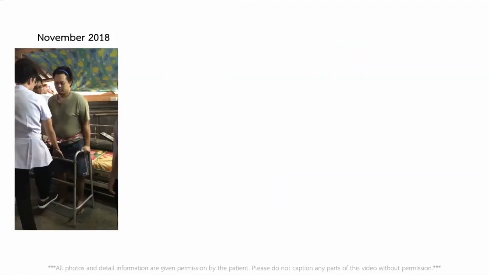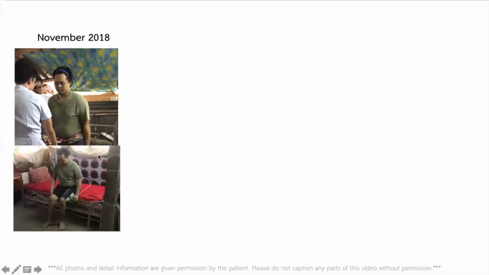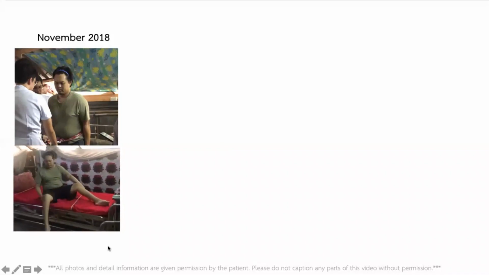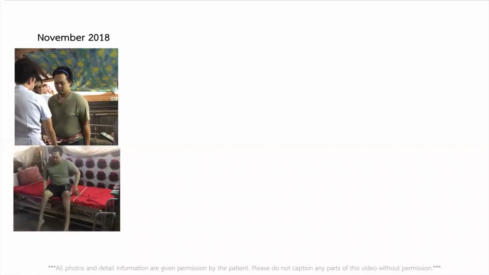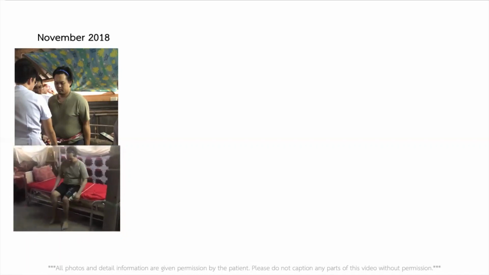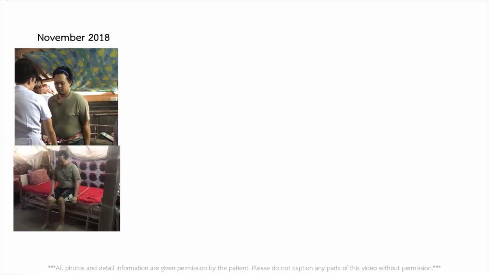Let's see his progression during a couple of years. In November 2018, after training for a month, he can stand with leg support and he can move independently to the edge of the bed, as you can see from this video. He can move independently by himself and is well controlled to the edge of the bed.